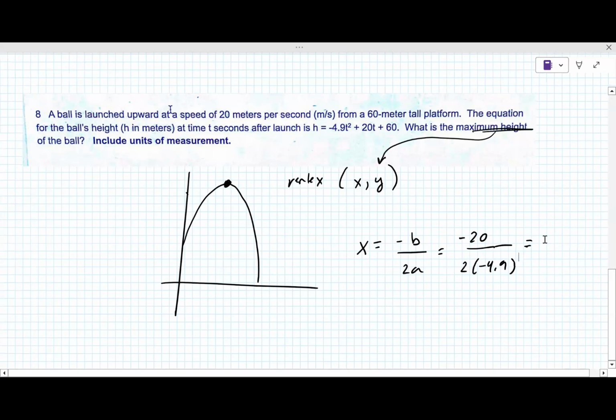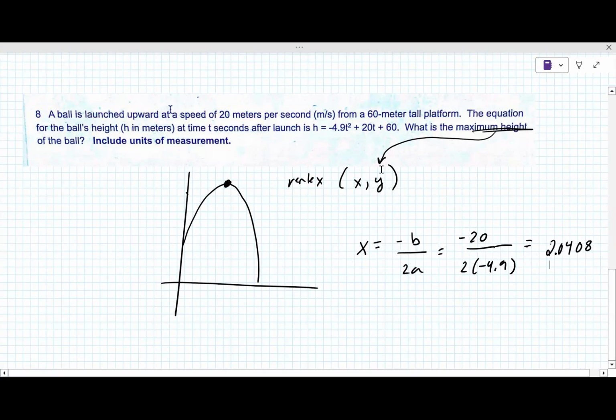So I put -20 over -9.8 in the calculator. It would be 2.04. Very good. And I'm just going to go out 2 more decimal places just in case we need it for the time being. So that's the x coordinate of the vertex.